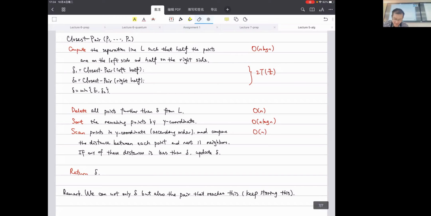But for the other part, especially for this line, you can see that this is a line that is a little bit expensive. After we delete all the vertices further than delta from L, it seems that we are sorting the remaining vertices again. But maybe we can think further about this. Is it necessary that we actually pay this log n factor?